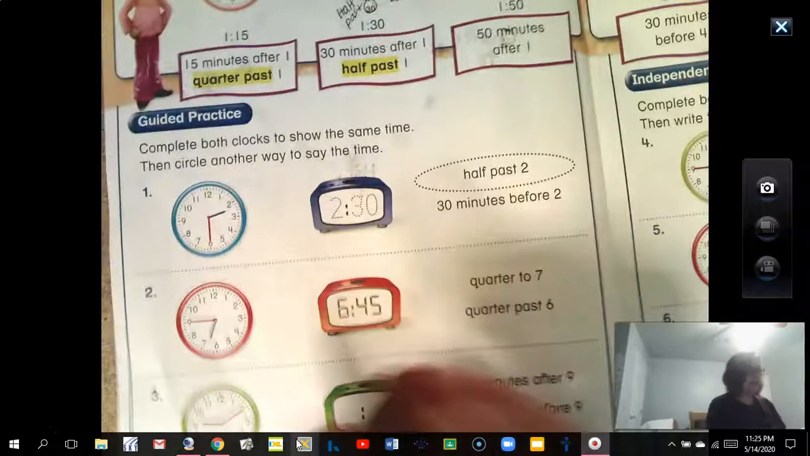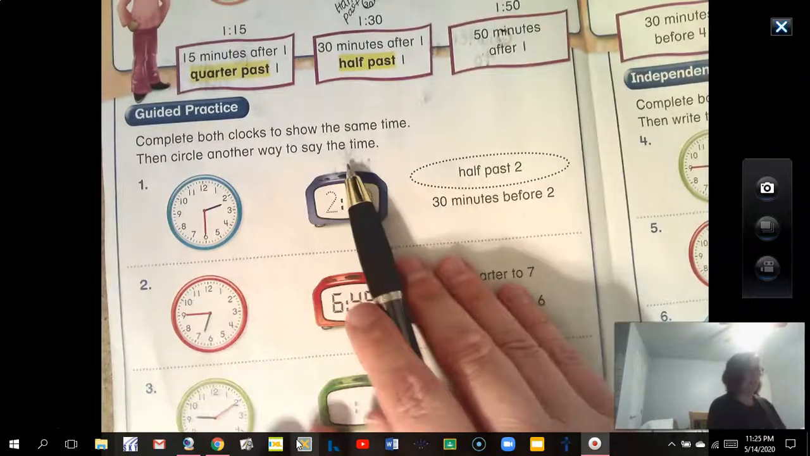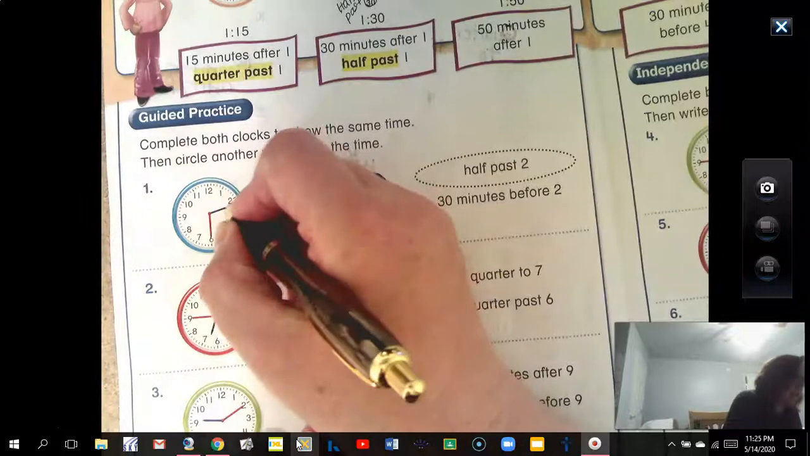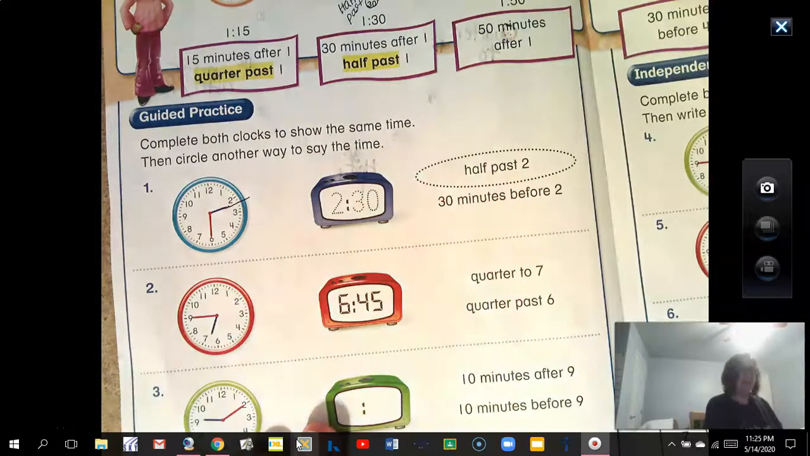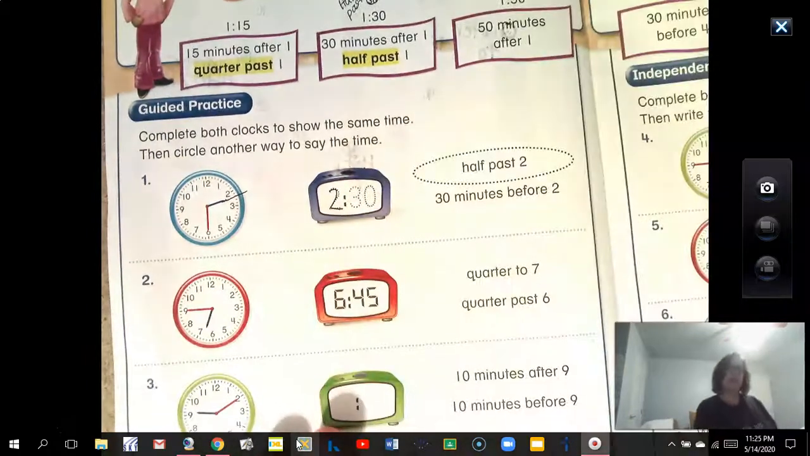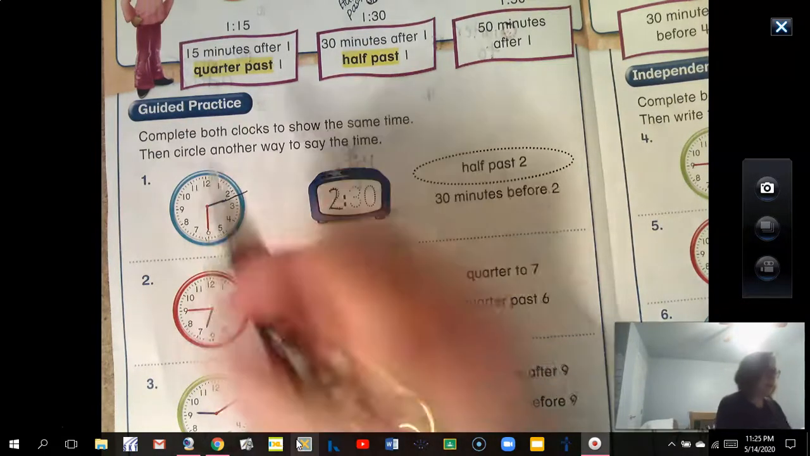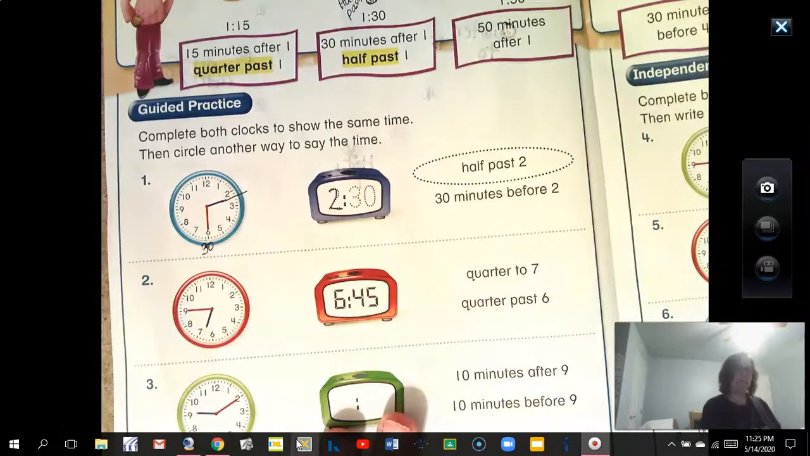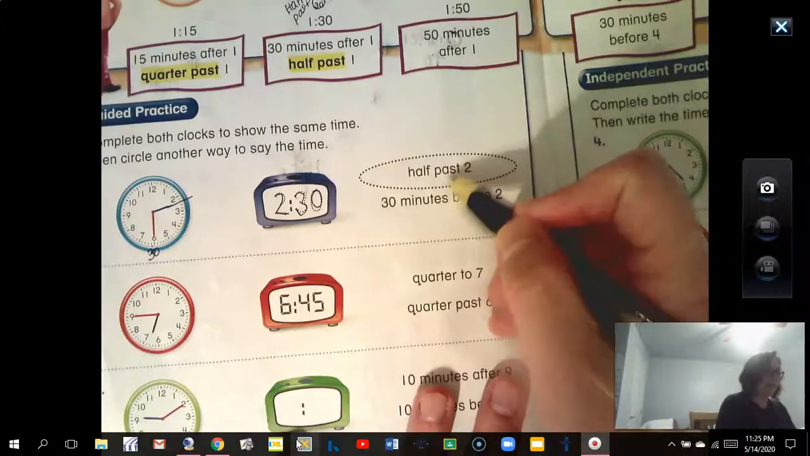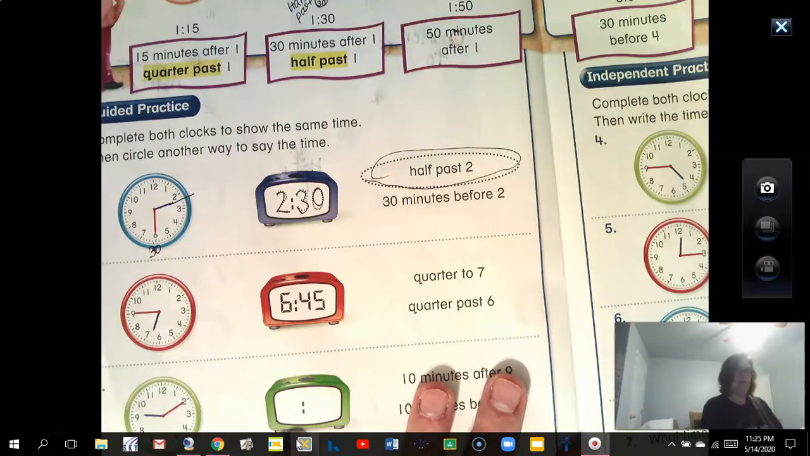All right, so let's take a look at complete both clocks to show the same time. Then circle another way to say the time. Well, we look at the hour hand. Between the 2 and the 3, it has not reached the 3 yet, so it is 2. Okay, and let's look at the minute hand. It's halfway around. This is 30. So it's 30 minutes. And over here, it would be half past 2.